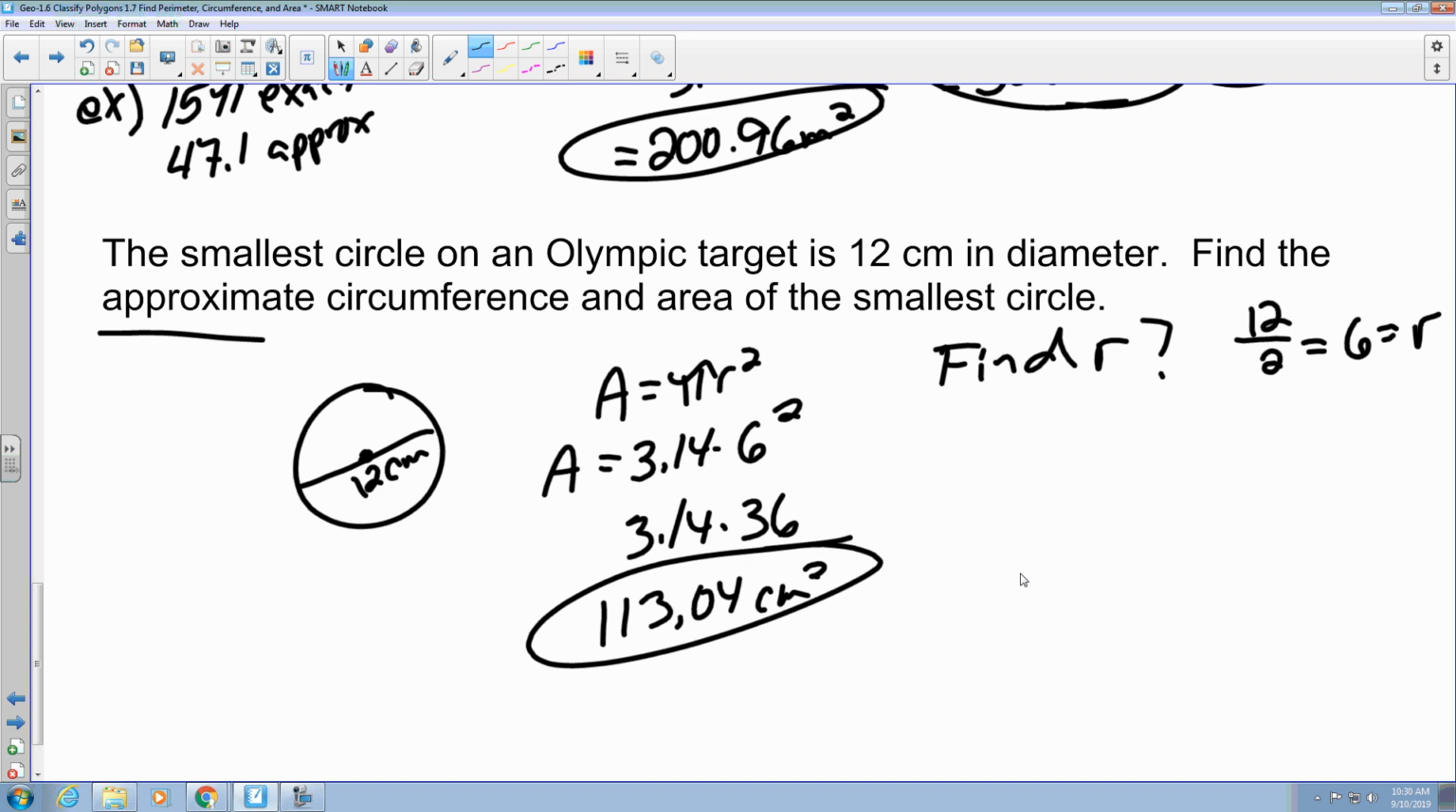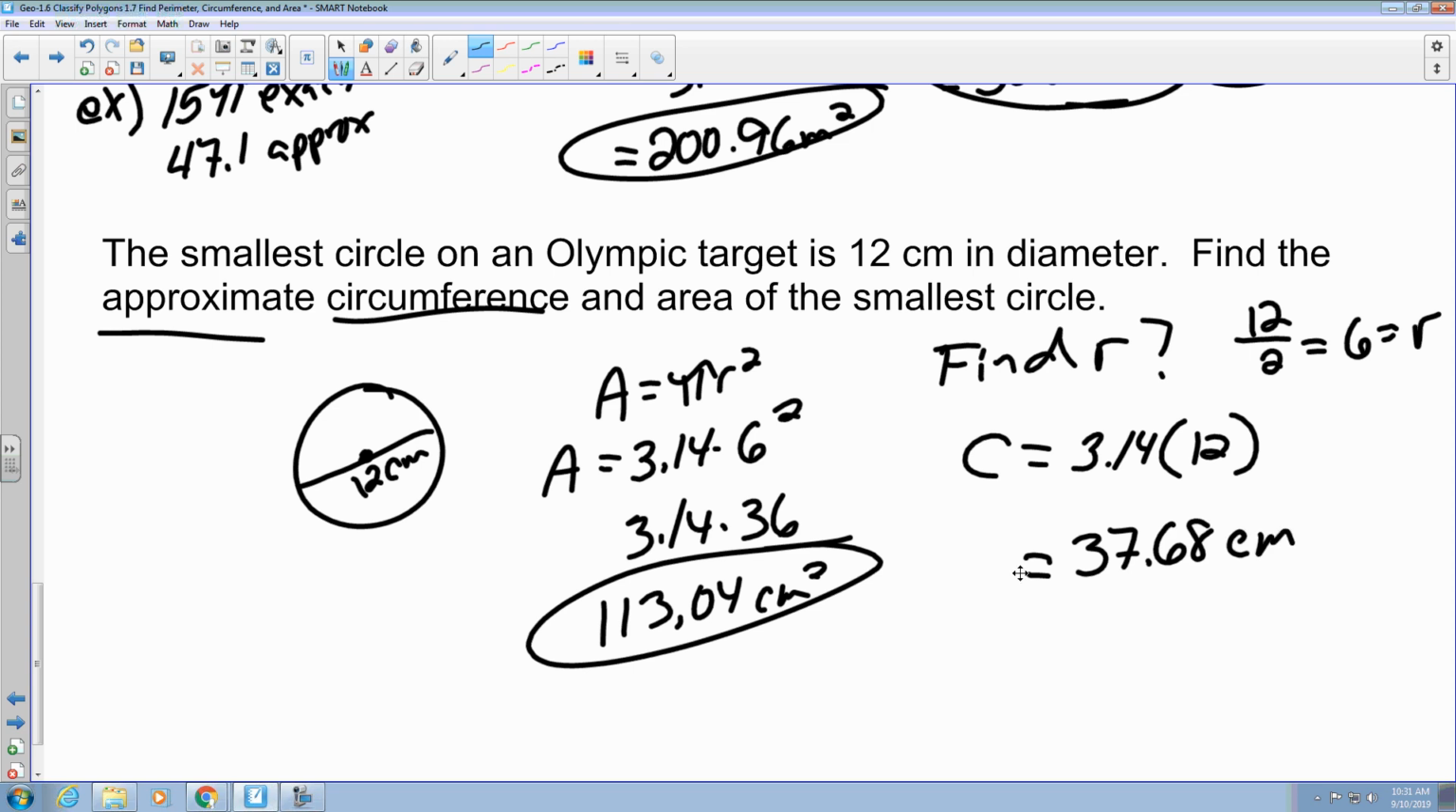square centimeters. All right, I have to find the circumference. Circumference here is, since they gave us the diameter, I'm just going to use it. So I have 3.14 times d, which is 12. 3.14 times 12 is approximately 37.68 centimeters. Okay.